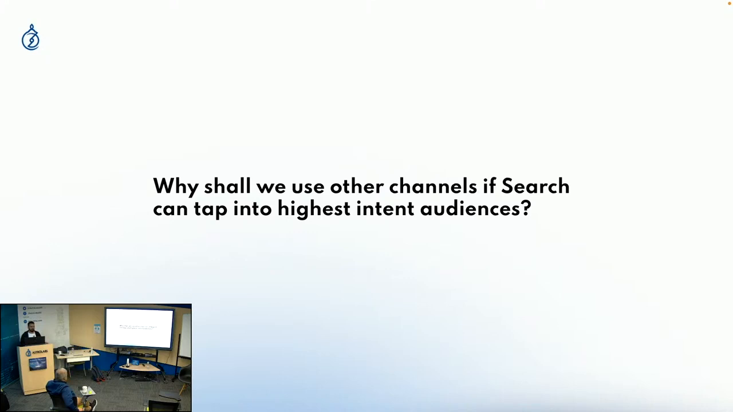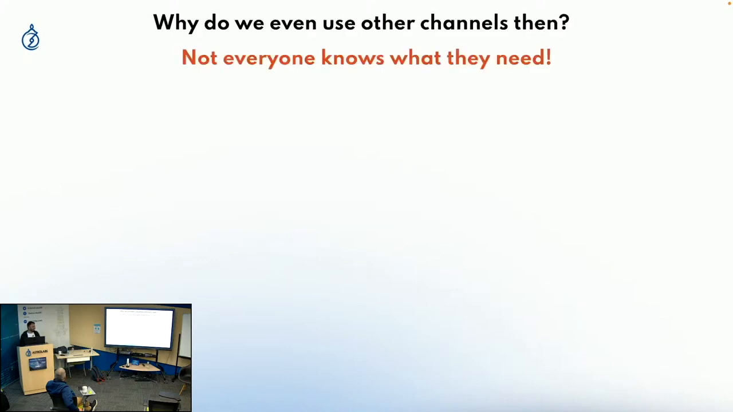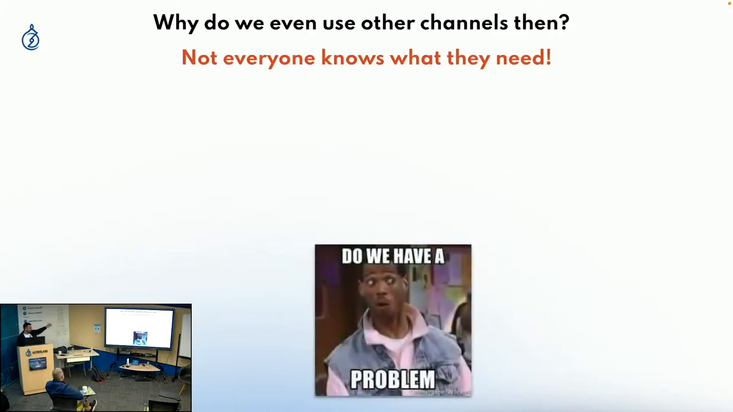People make impulse purchases. Sometimes they want things that they don't know they want. Exactly, that's so true. Not everyone knows what they need, right? For example, okay, this is just a meme. Do we have a problem? Some people don't even know that we have a problem. For example, if I am recording this video and I don't have this lavalier mic, my voice quality is not good, and I don't even realize that my voice quality is not good. Some people don't even know they have a problem.